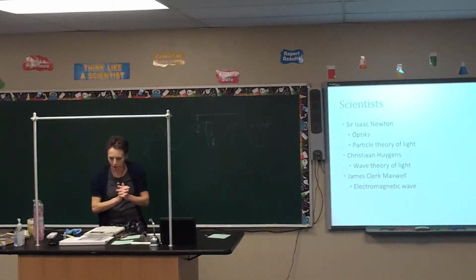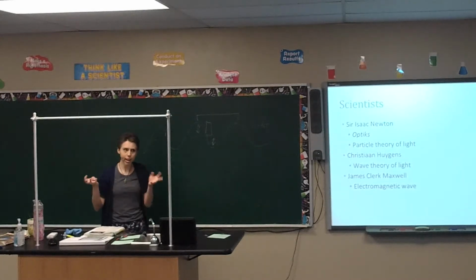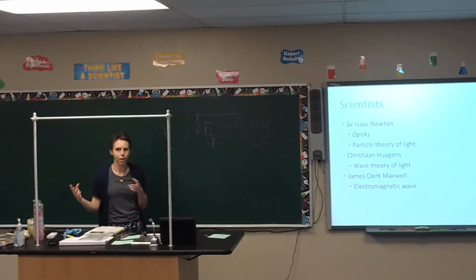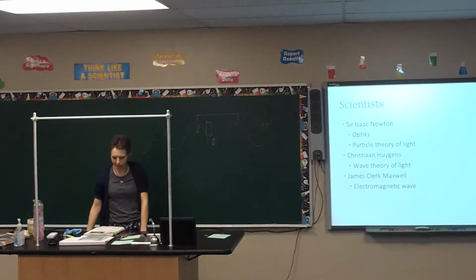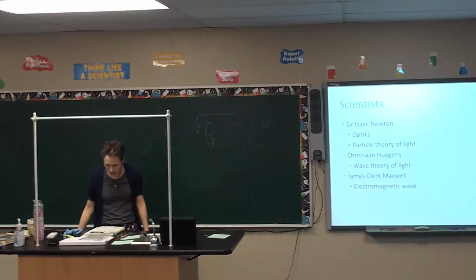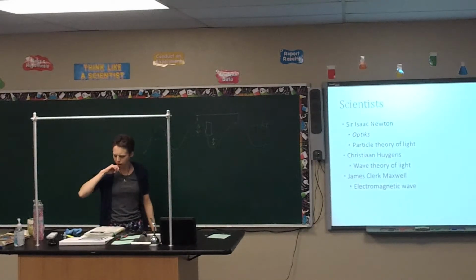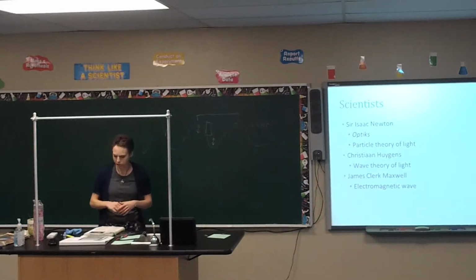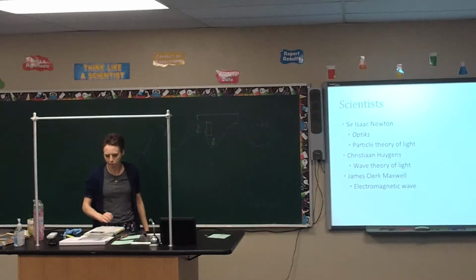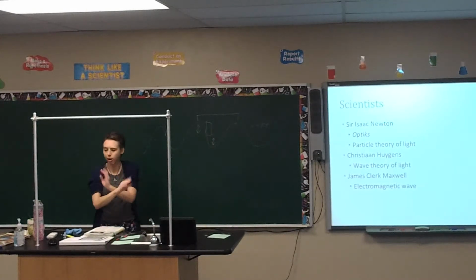So, Christian Huygens came up with the wave theory of light, saying that light acts like waves too, so it can't be made up of matter, because we don't see wave-like properties in matter. So maybe it's a wave, but he got ignored. Eventually, James Clerk Maxwell came up with the idea that it acts kind of like electricity and magnetism, so it has an electric field and a magnetic field. They are vibrating at right angles to each other, so this is an electromagnetic wave.